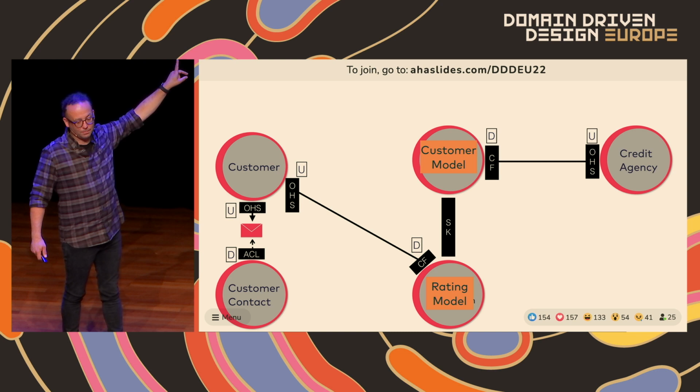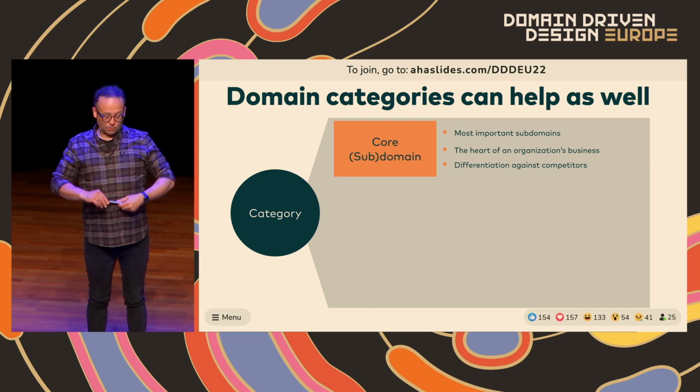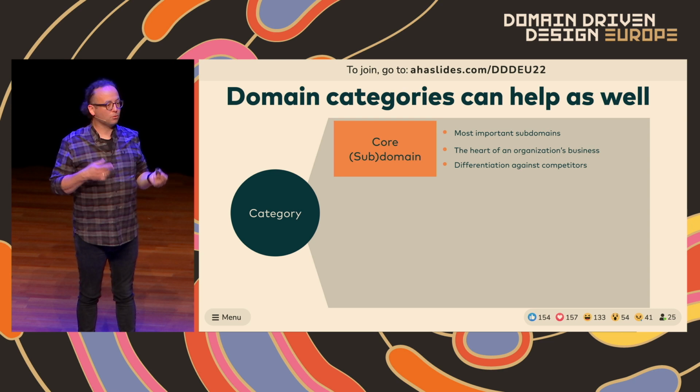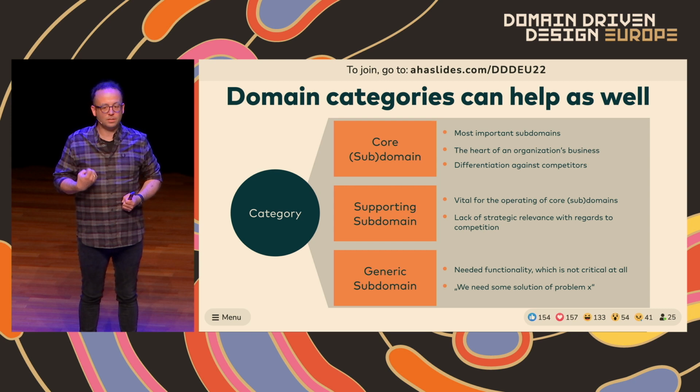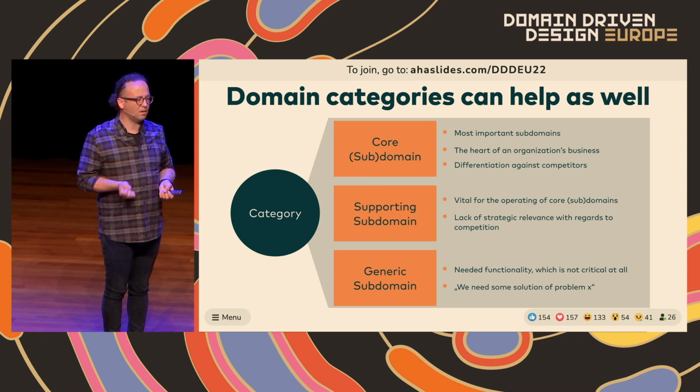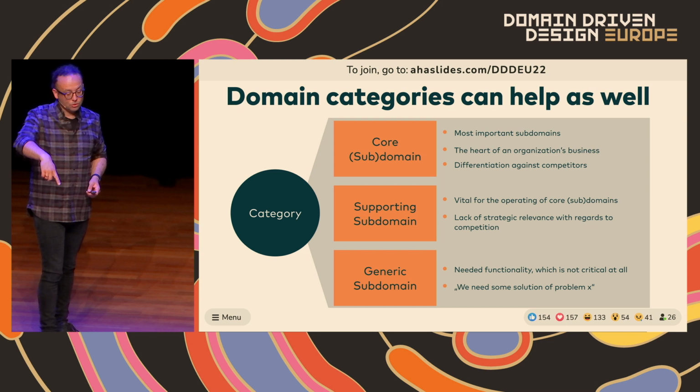Now, there's one more thing that I want to give you. We have subdomains, and we have those domain categories. Maybe you heard about core domains, supporting subdomains, generic subdomains. Maybe you have a bounded context sitting in a core domain, which is super important. We have other ones in generic subdomains that are not so important, where you don't have a lot of passion for. There is also a helper on the DDD Crew site that can help you with this stuff.